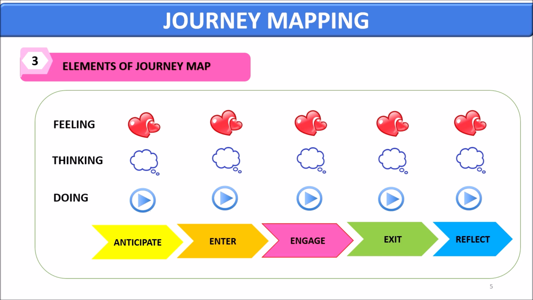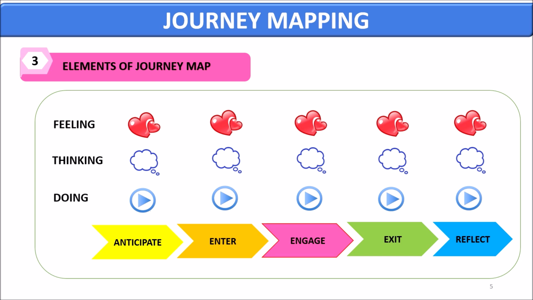So the elements of journey mapping come in three major parts. One is feeling, next is thinking, and last is doing. But each and every part goes through the five-step process: anticipate, enter, engage, exit, and reflect. So what does anticipate say? It represents the user's expectations, goals, and needs before they enter the actual experience.